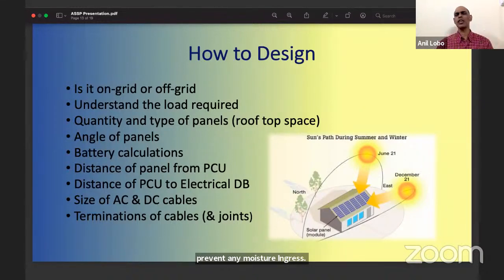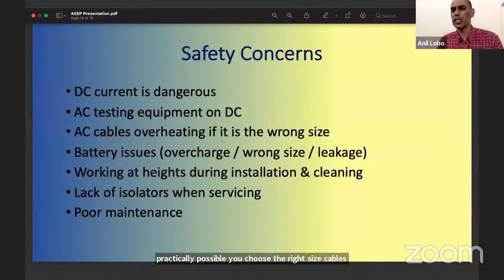So these are the factors that you have to look into while designing. You have to sit with the system integrator to ensure that your batteries, your solar panel, and your power conditioning units are sized properly. If these things are not sized properly, you're in trouble. Your angle of the panel has to be proper, and the distance of the panel to the PCU has to be as close as practically possible. You choose the right size cables and you terminate them efficiently. And that takes us to some of the safety concerns.